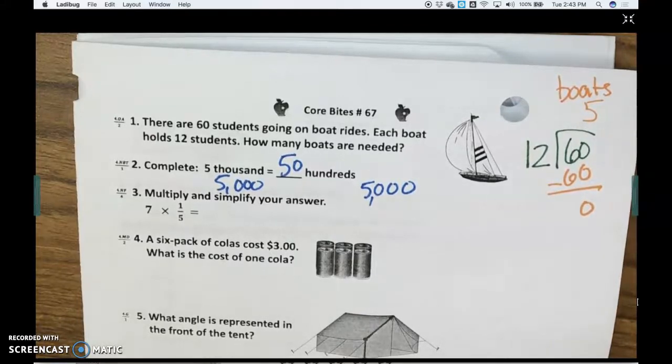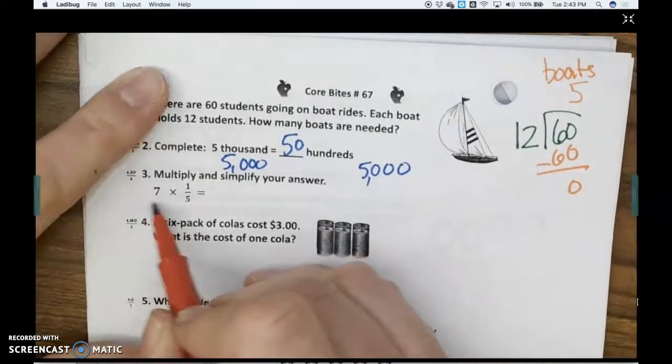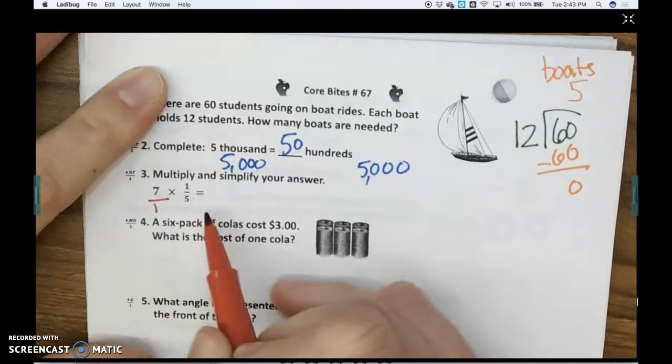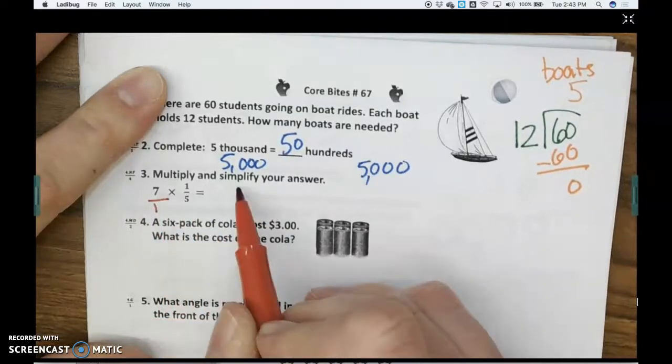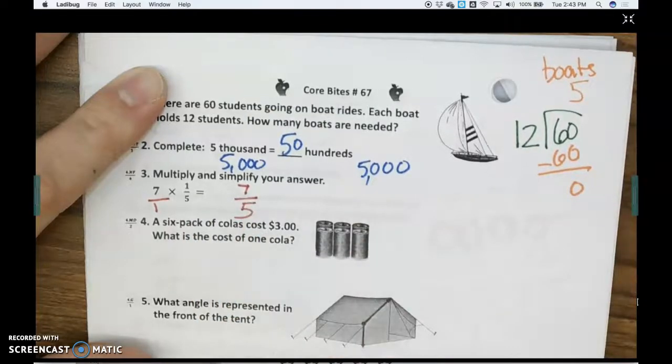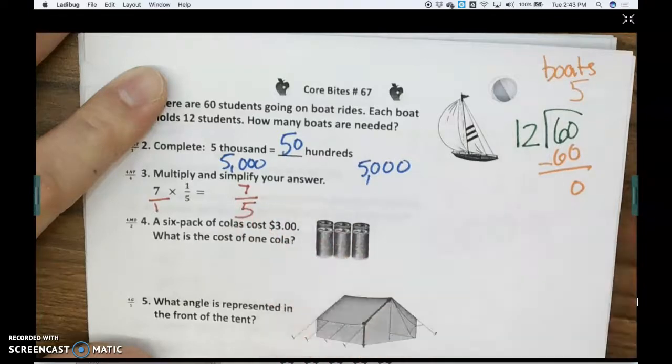For the next one, you have a fraction. So you've got 7 times 1 over 5. So the way you do it is you take the whole number, put a 1, and then just multiply across the numerator and the denominator. So you get 7 times 1 is 7. 1 times 5 is 5. Then you have to divide them to get a mixed number because this is what we call an improper fraction.